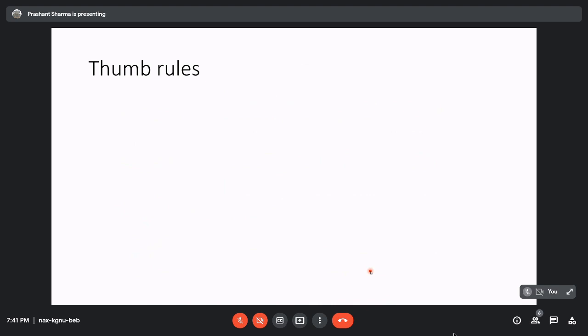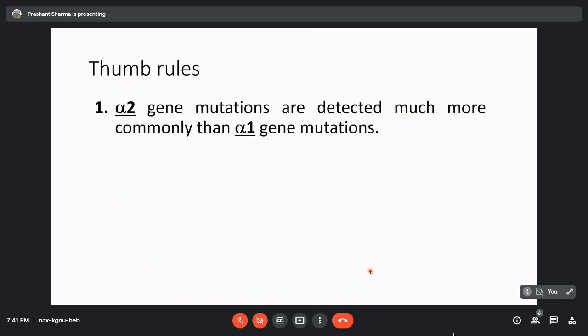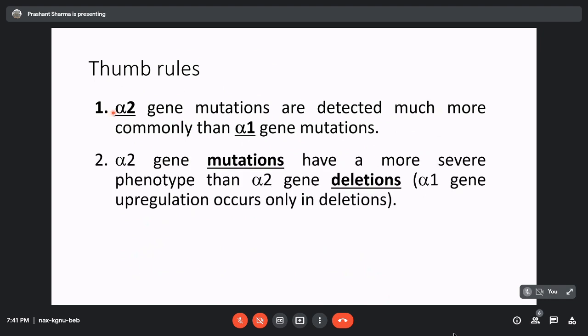Before we discuss the genotypes and their resulting phenotypes, there are some rules of thumb about correlating them. The alpha 2 globin gene mutations are detected much more commonly than the alpha 1 gene mutations. And this is because, this should be obvious, the alpha 1 gene mutations or deletions are better tolerated than the alpha 2 ones, because the alpha 2 is the major producer.